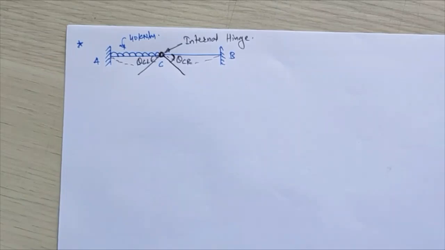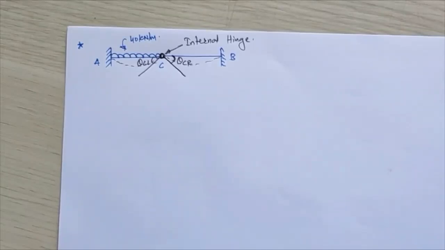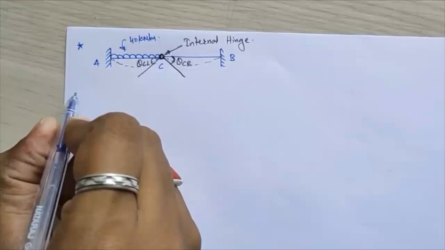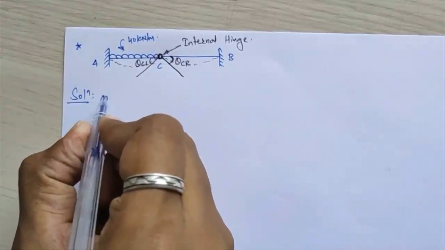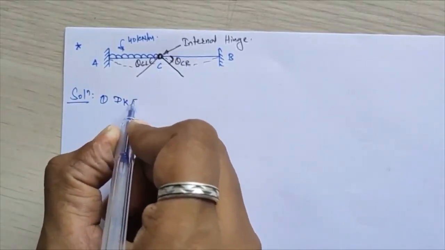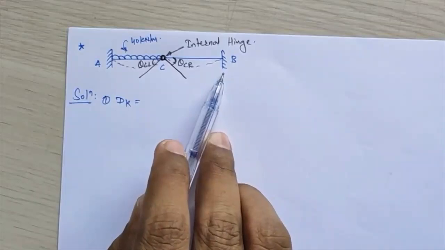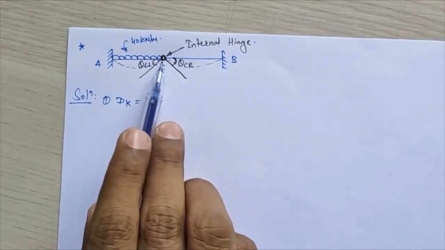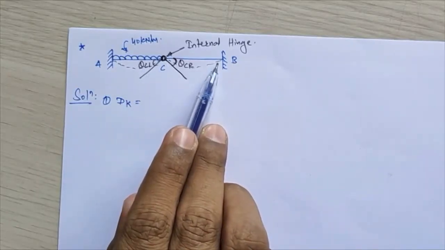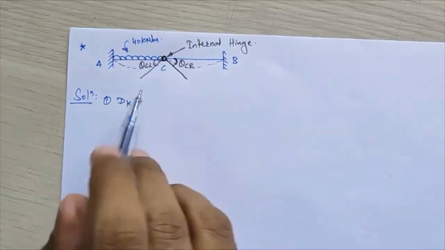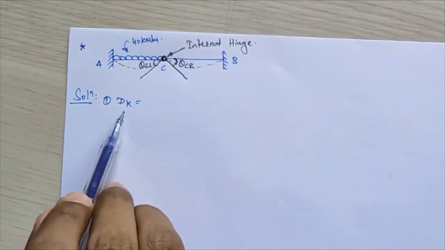So this will be your basic property for the internal hinge, and considering this property you have to solve this numerical. Now we will proceed with our steps of solution. First step is what? That we calculate the degree of kinematic indeterminacy, dk. At joints A and B both are fixed, so your degree of kinematic indeterminacy becomes 0. But at joint C, you are having different slopes on either side. So theta CL and theta CR will be your basic unknowns, which will be introduced in this dk value.